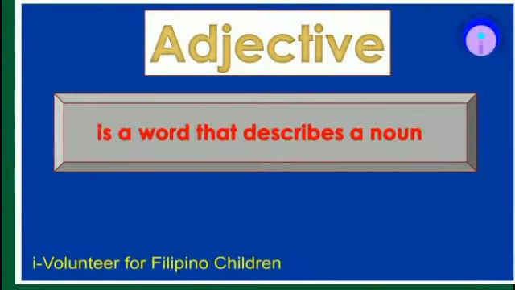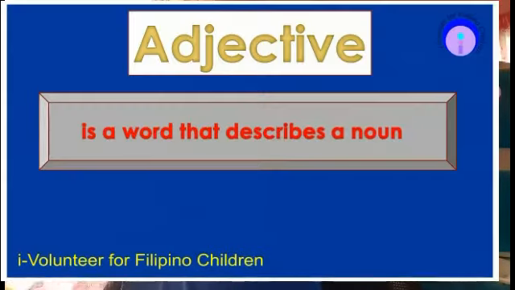By the way, an adjective is a word that describes a noun. Adjectives Part 1. An adjective is a word that describes a noun.